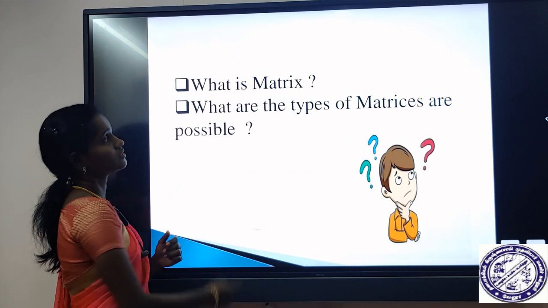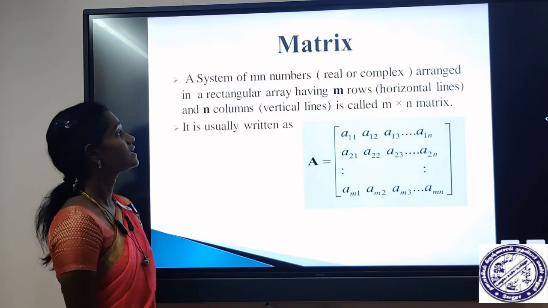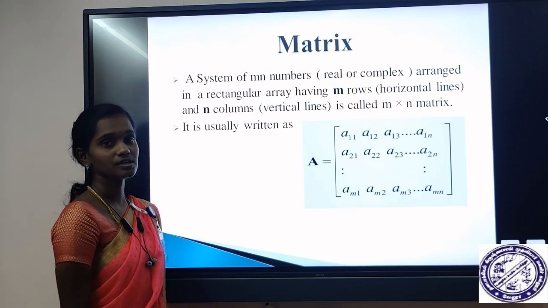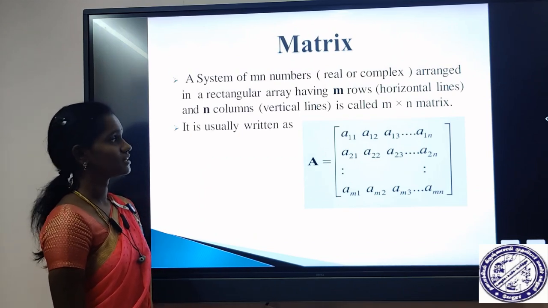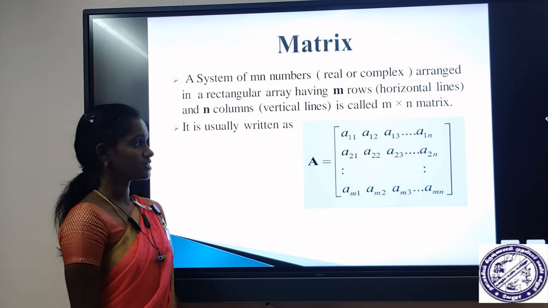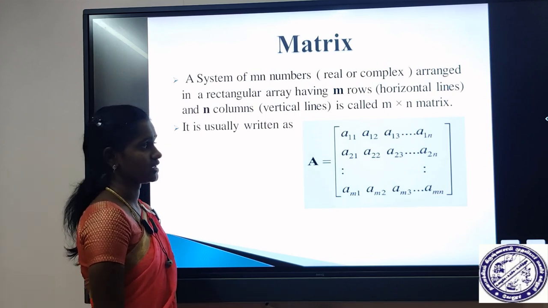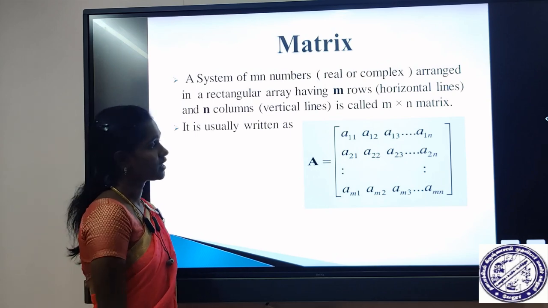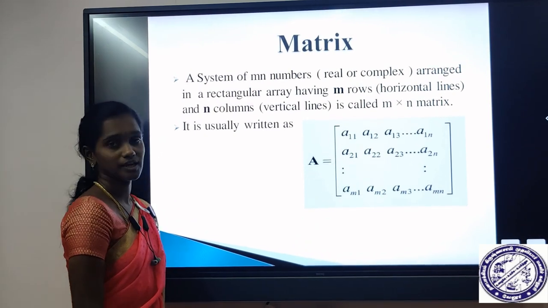First I am going to explain what is a matrix. A system of m n numbers, which may be real or complex, arranged in a rectangular array having m rows and n columns is called an m cross n matrix. M rows means they lie in horizontal lines, and n columns means they lie in vertical lines. It is usually written as A is equal to a11, a12, a13 up to a1n, then a21, a22, a23 up to a2n. It goes on, and am1, am2, am3 up to amn.